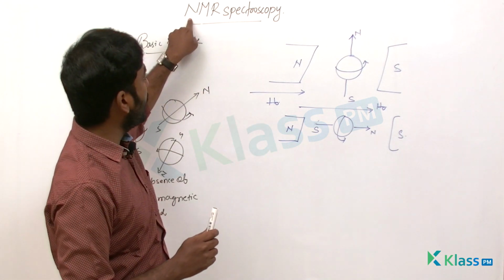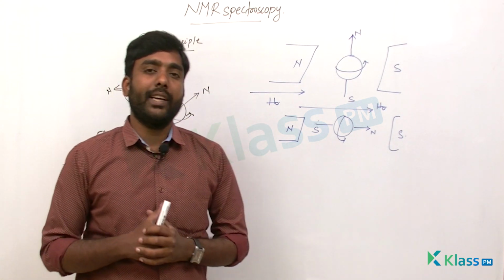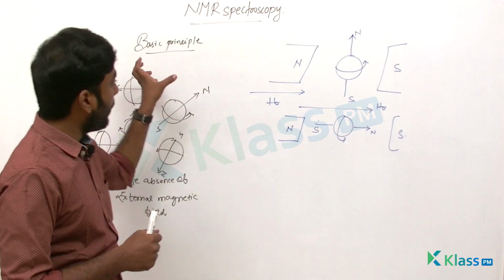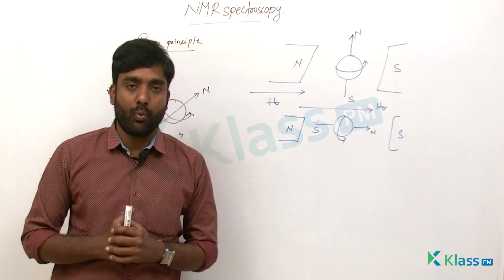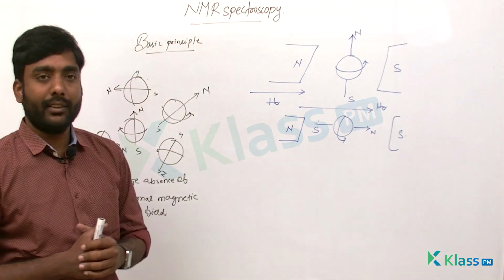So we have discussed nuclear and magnetic. And what is resonance? That we will study in this topic, the basic principle of NMR spectroscopy. How an NMR spectrophotometer works, that we are going to discuss today in this class.